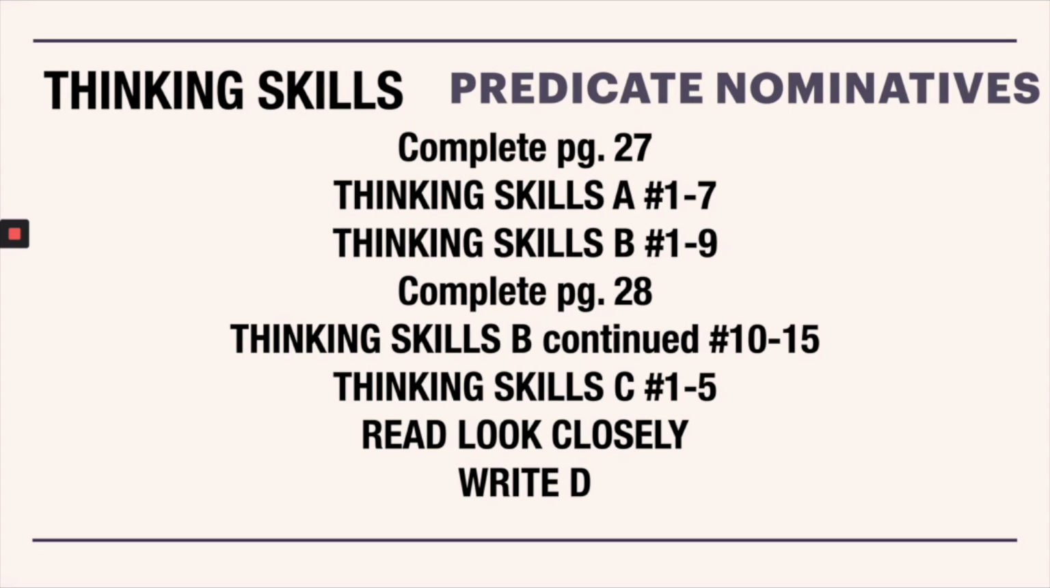A predicate adjective must modify the subject. Be able to explain why the following italicized adjectives are not predicate adjectives. Draw an arrow to the word that each one modifies. So go ahead and do 1 through 5 there.